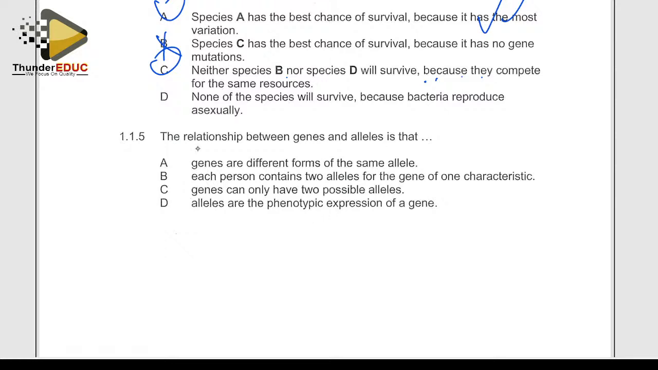All right. They're saying that the relationship between gene and the allele is okay. The relationship between gene and the allele: alleles are different forms of the same gene.